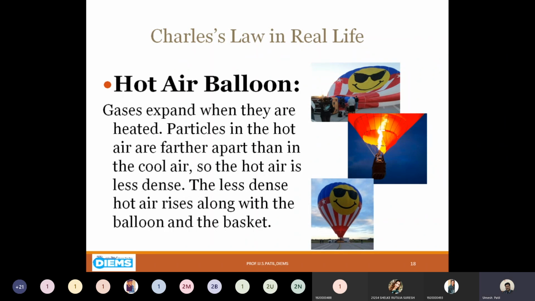I hope Boyle's law and Charles' law are clear to you. In the next session, we'll discuss Gay-Lussac's law of thermodynamics, which gives the relation between pressure and temperature by keeping volume constant.